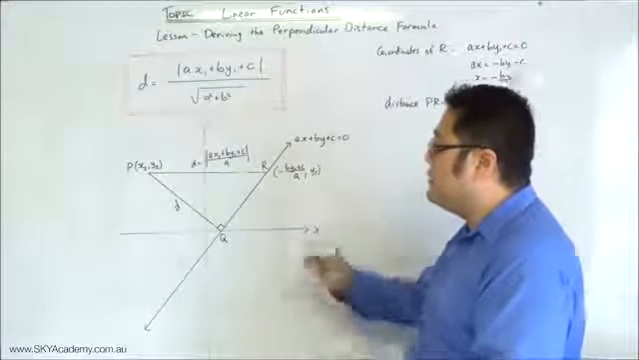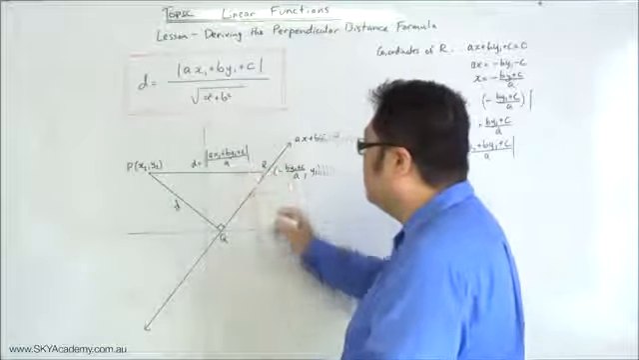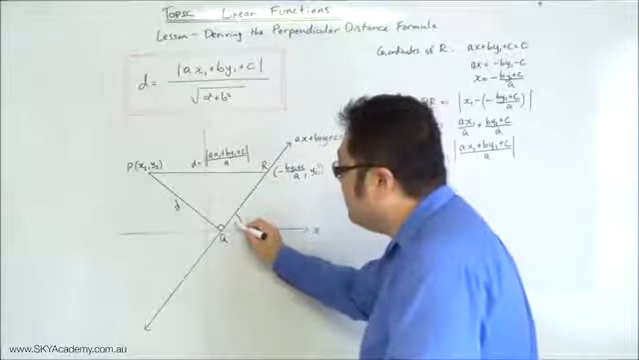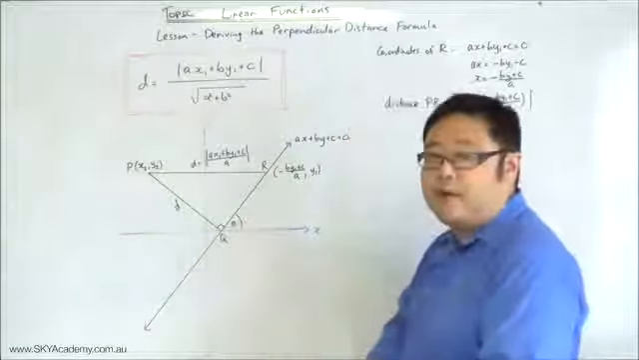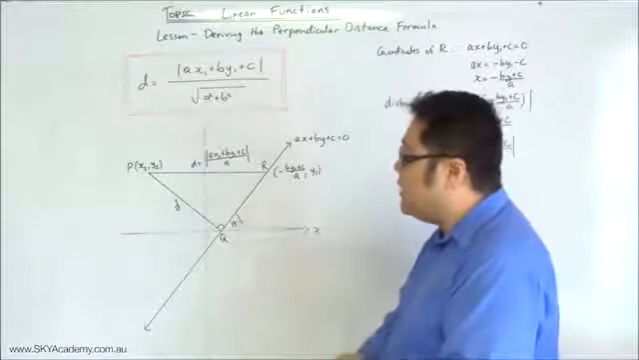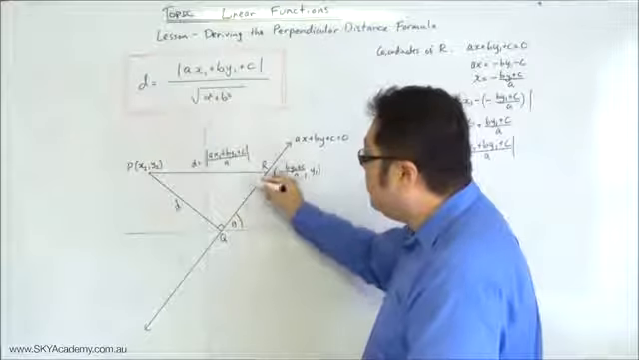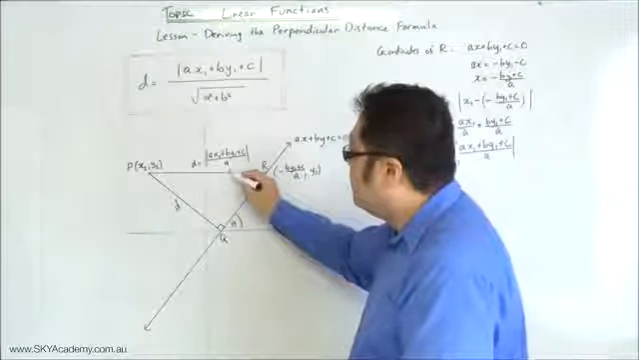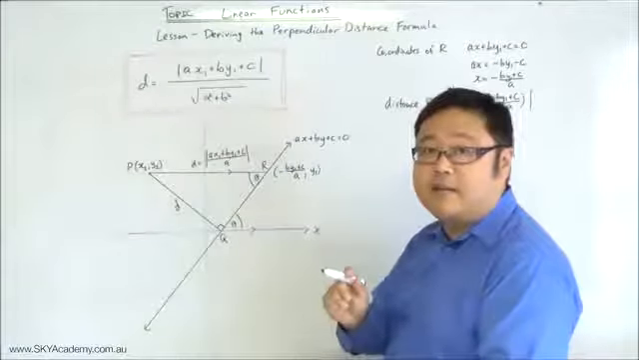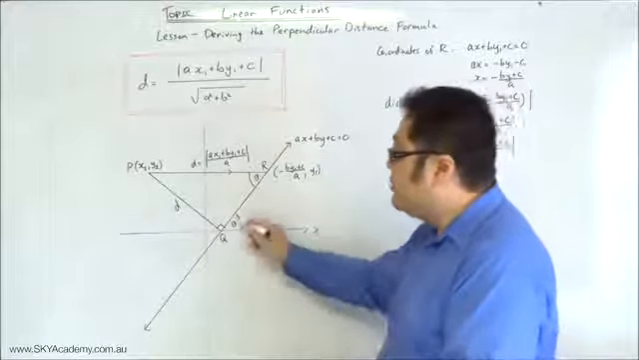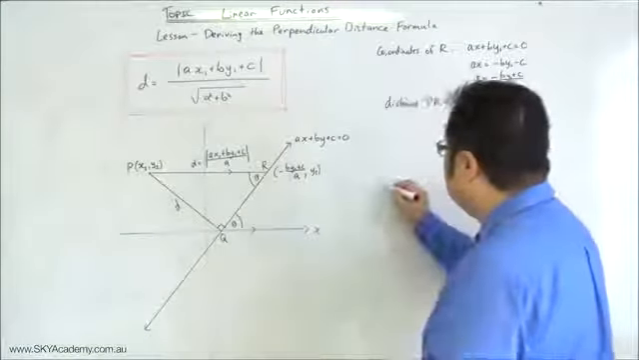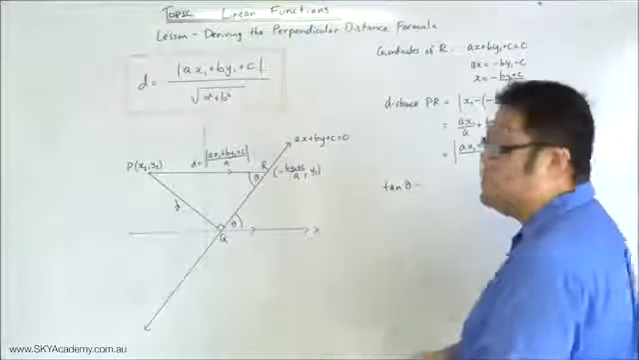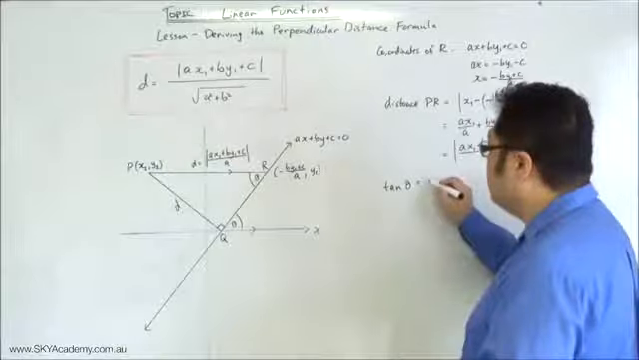Now the other thing that I want to do is talk about this angle here. That angle there is theta, right? Not only is that angle there theta, but that angle there will also be theta, because you've got alternate angles on parallel lines. Does that make sense? Good. Now the tan of that angle there will be equal to the gradient of the straight line.